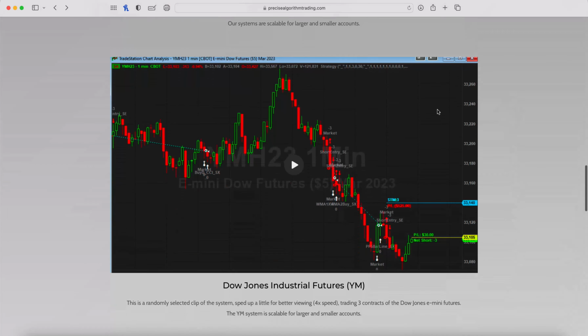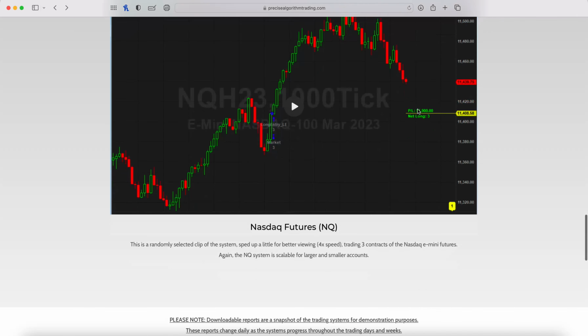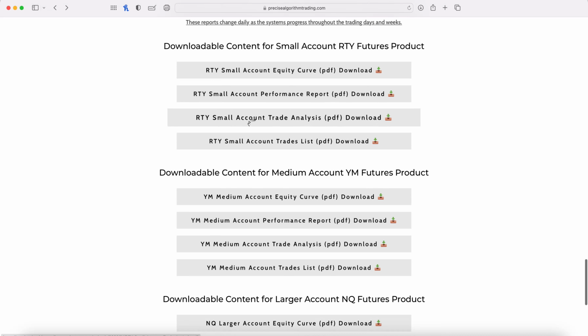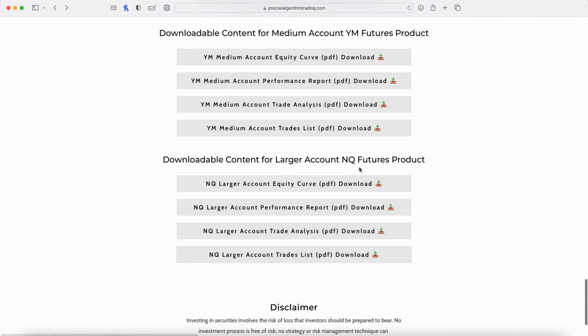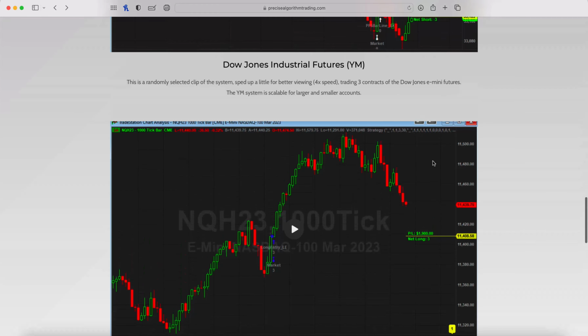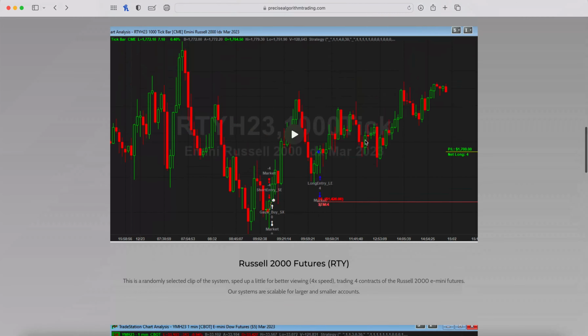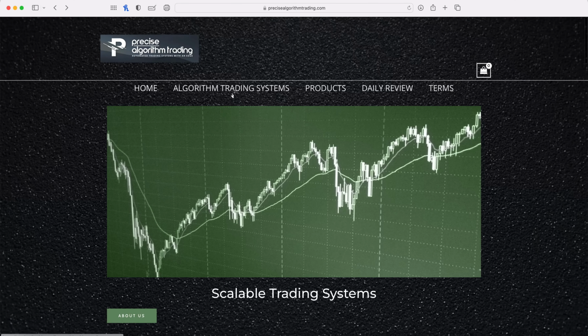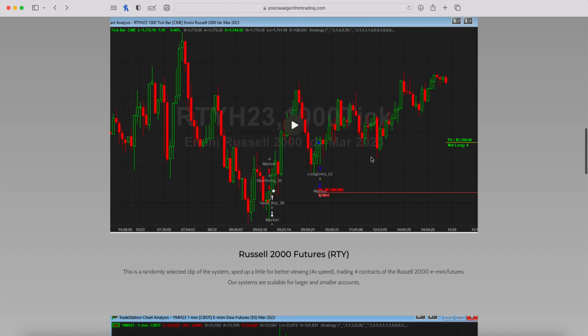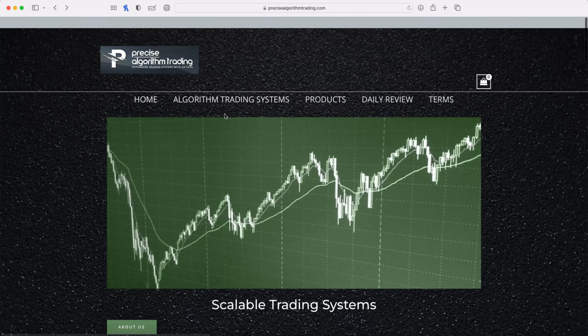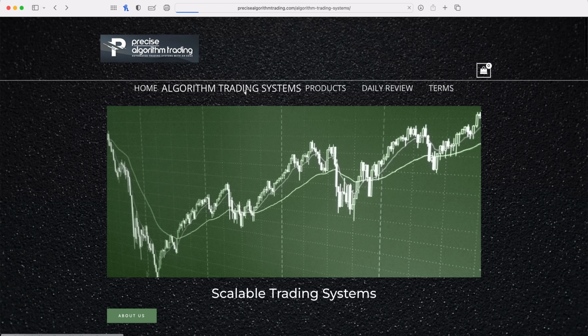Then these examples, and they are movies. You can kind of watch those. And then these are the reports that come out of TradeStation, and they were obviously snapshotted at a point in time. I think it's obvious anyway. I don't keep them up all the time, so they change every day, and sometimes through the day. Anyways, then the algorithm trading systems tab is this one right here.